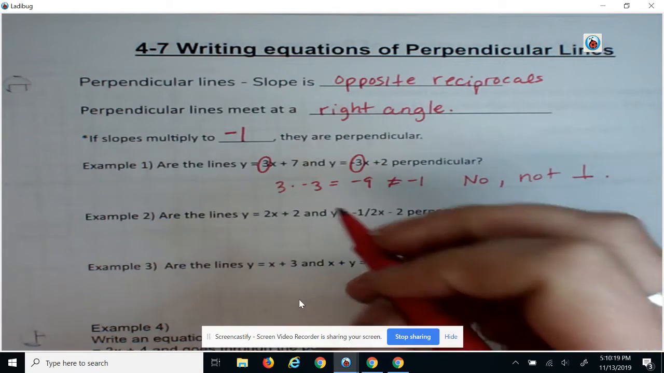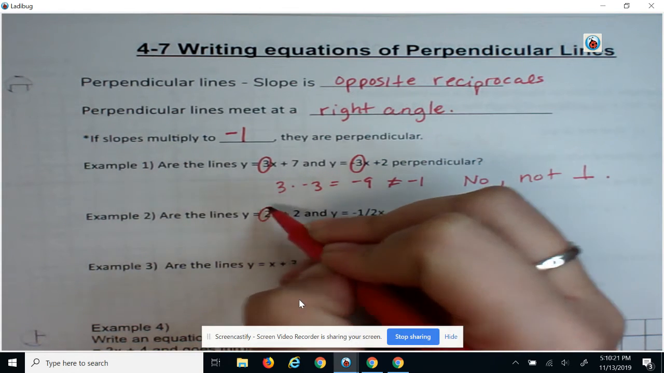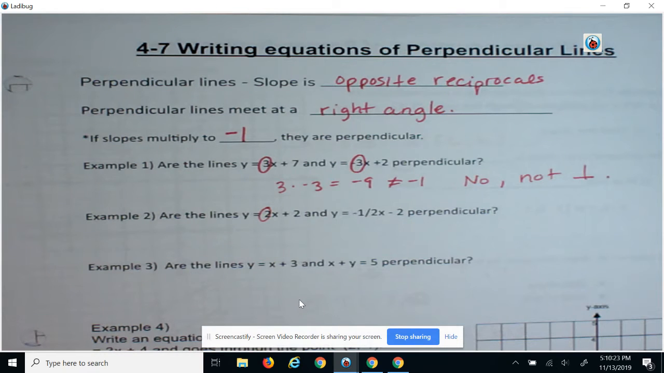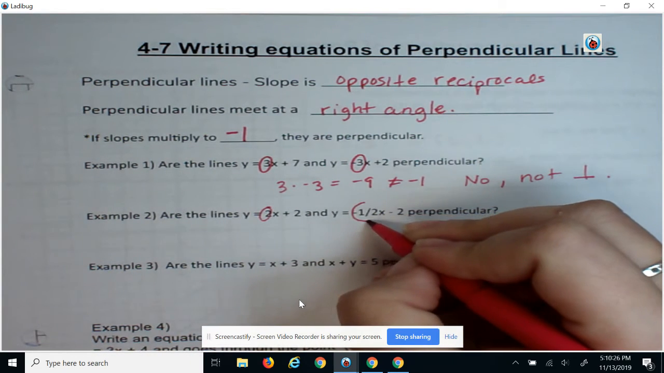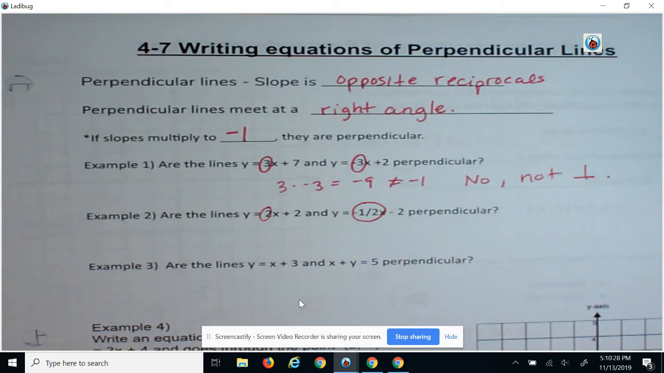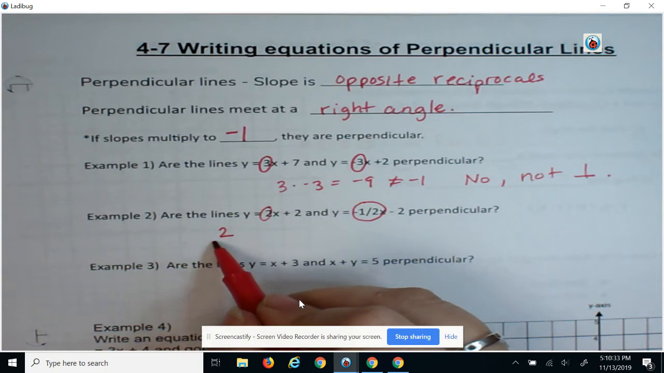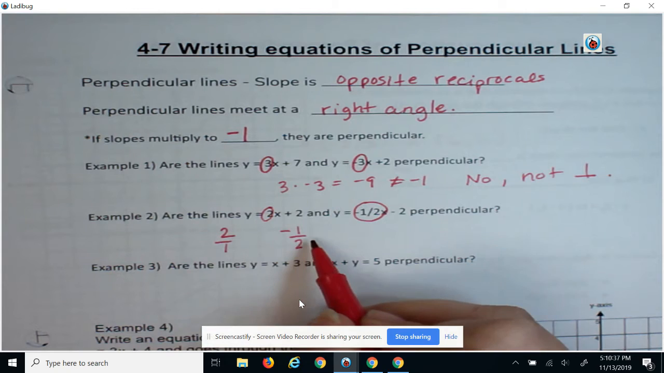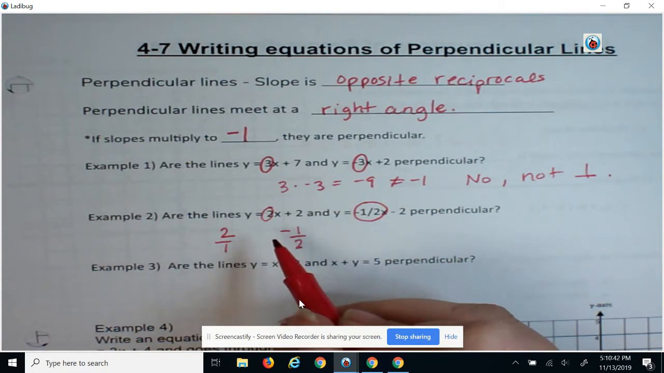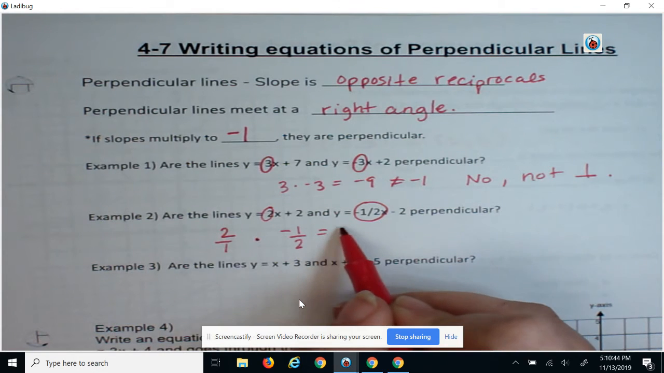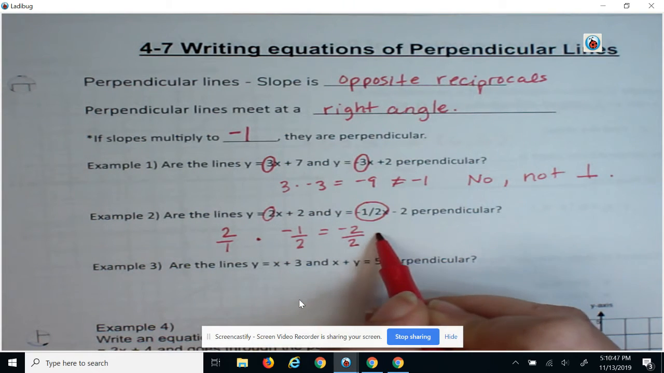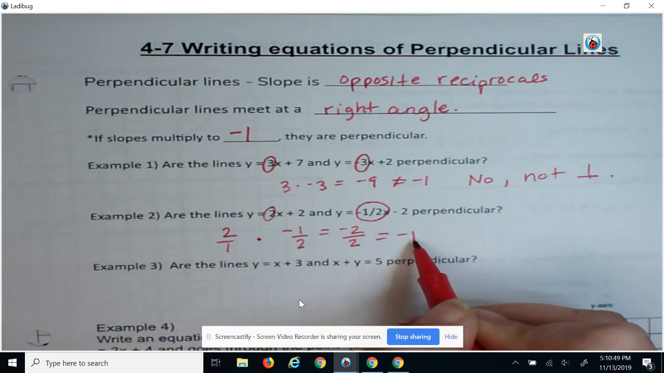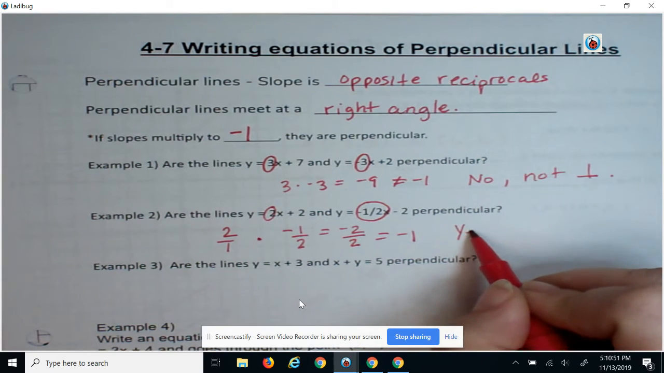Right, and then our lines y equals 2x plus 2, so the slope is 2. And y equals -1/2 x, so our slope is -1/2. Are they perpendicular? You can look at them and see one's positive, one's negative. They're flipped, they're opposite reciprocals. You can also multiply them and see that they multiply to -1. So yes, they are perpendicular.